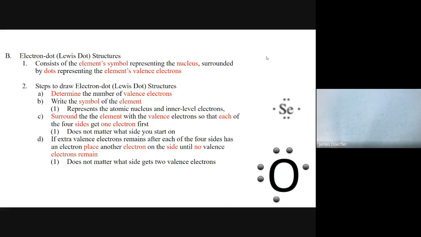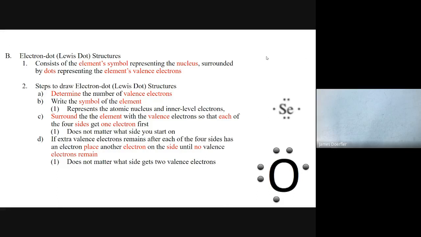So there are a few steps that we utilize to draw a Lewis structure. This will probably be the easiest thing you do maybe all year. First, determine the number of valence electrons for the particular element. Then you're going to write the symbol of the element, which represents the atomic nucleus as well as the inner level electrons. You'll then surround the element with the valence electrons so that each of the 4 sides gets 1 electron first, and then you can start pairing them up as you see fit.